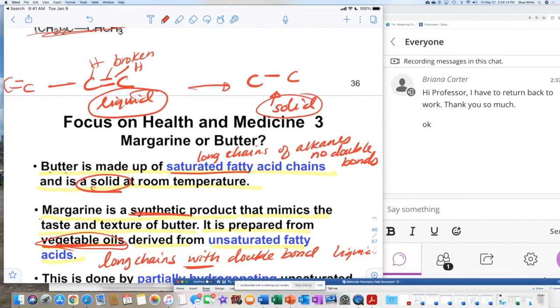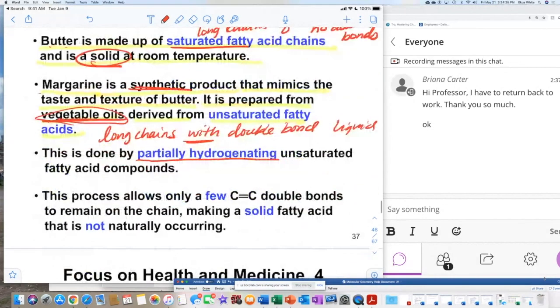So if you stop by Walmart and you look at the tub of Crisco, it says on there hydrogenated fat or hydrogenated oil. Look at it. And so they don't break all of them, they break some of them, right? Because they partially break some of them, margarine is still healthier than butter. When they said they can't believe it's not butter, I don't know. But the point is that the process allows only a few of the carbon-carbon double bonds to remain on the chain. So the few that remain make it healthy, right?